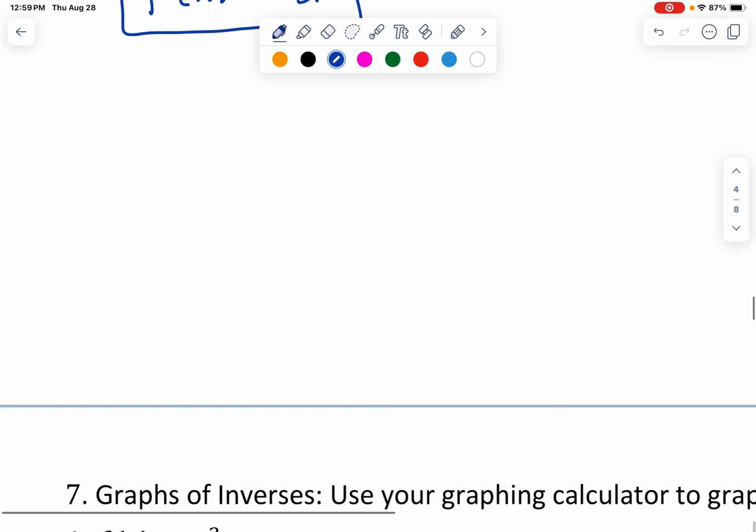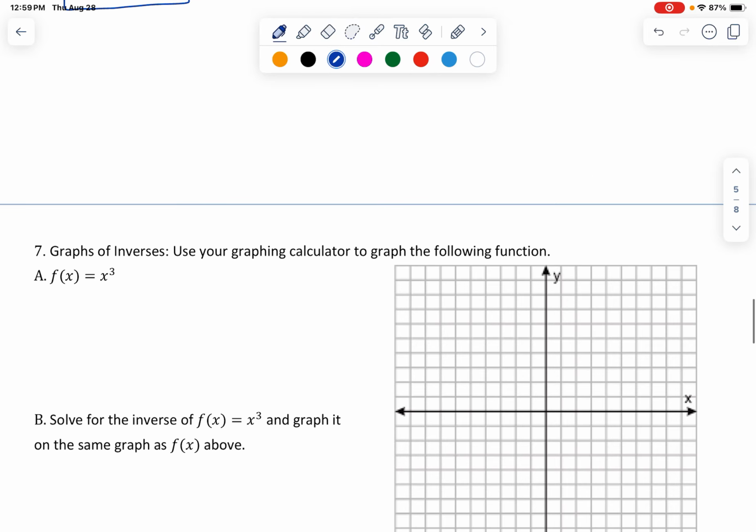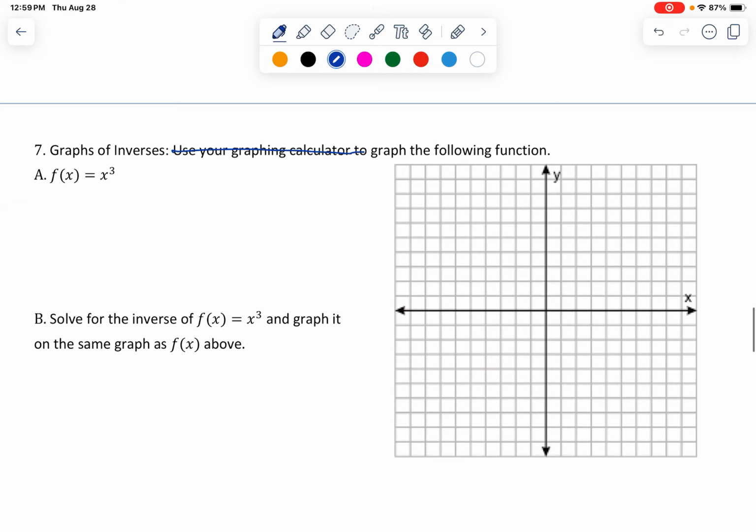Okay. Next part right here, graphs of inverses. It says use your graphing calculator, but I changed your notes already because we already know how to graph these. So it's just graph. Let's do that. Graph the following function. So we have f of x equals x cubed. So we know what x cubed looks like. 0, 0, 1, 1, 2, 8. Negative 1, negative 1, negative 2, negative 8.